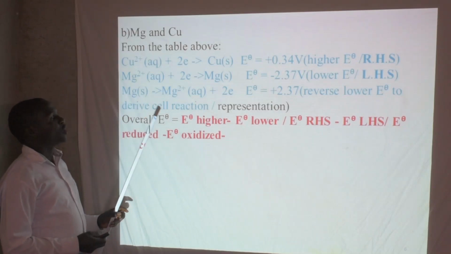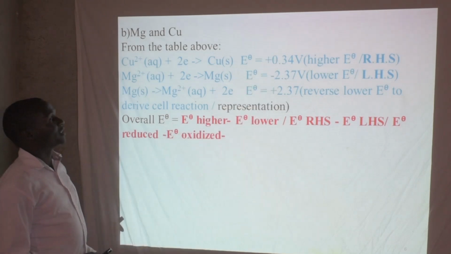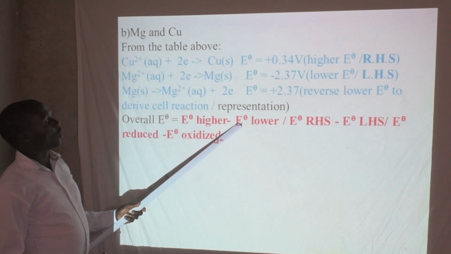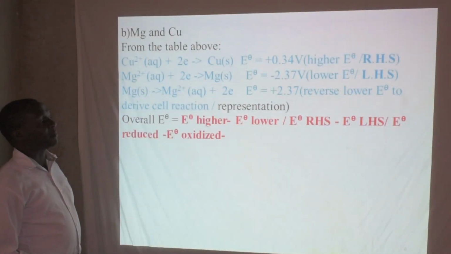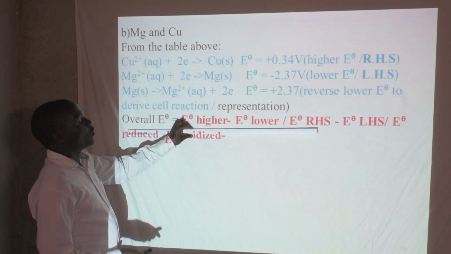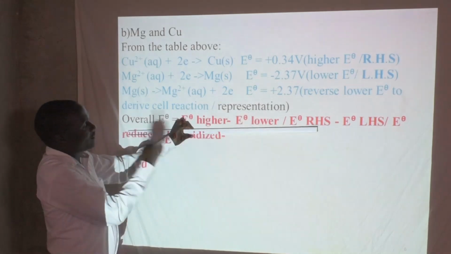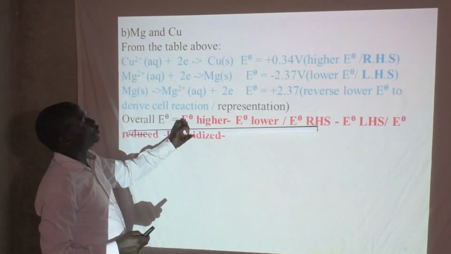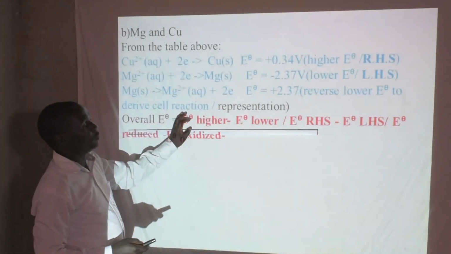But if you are not happy with that, you can use this method here, whereby you say E on the higher side, which is now positive 0.34, minus E on the lower side, which is now negative 2.37. Or you say E naught on the right hand side minus E naught on the left hand side. I've told you that if you have a number line, we have 0, the positive side on the right hand side, and the negative on the left hand side. So obviously negative 2.37 will be on the left hand side, and copper will be on the right hand side.